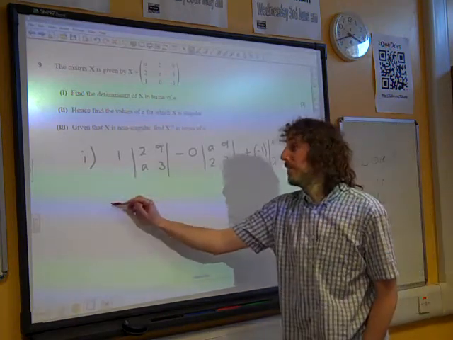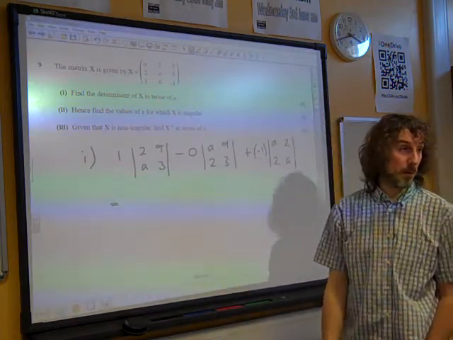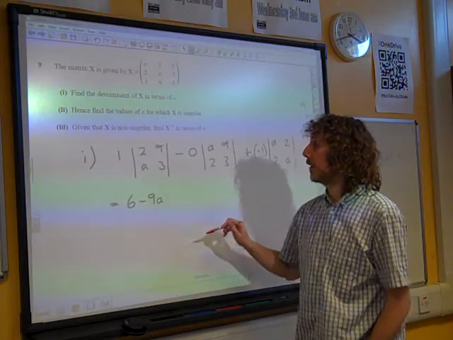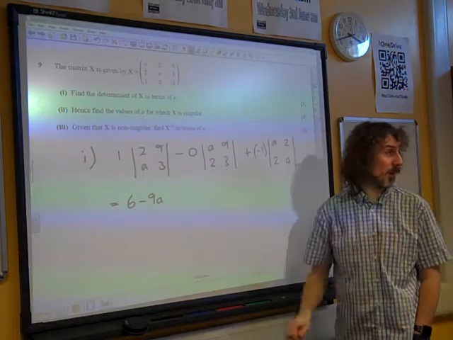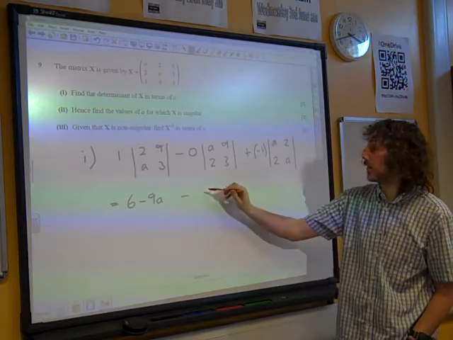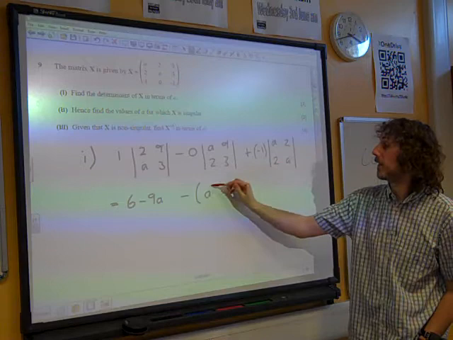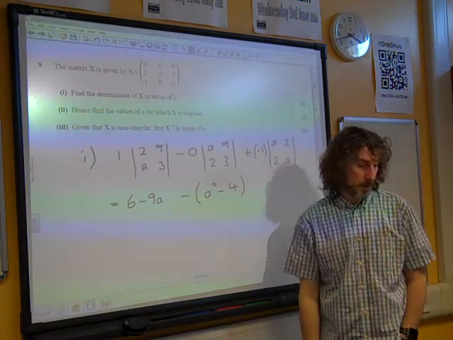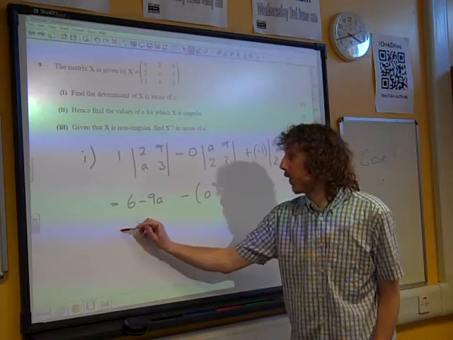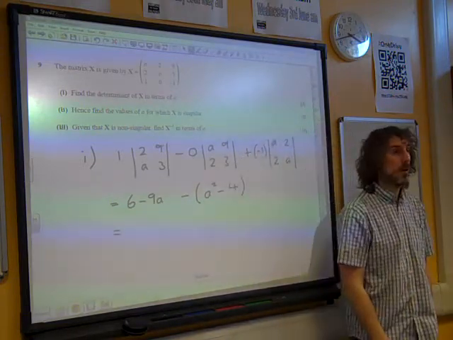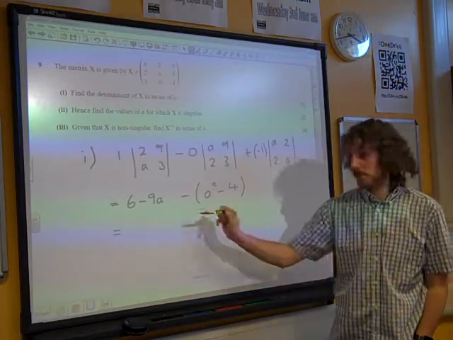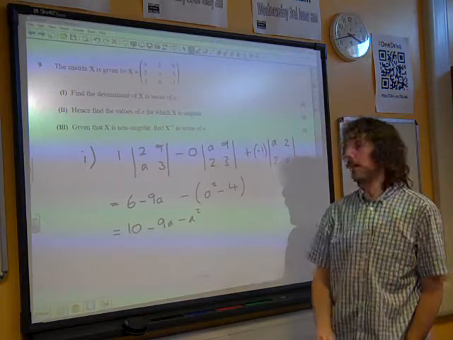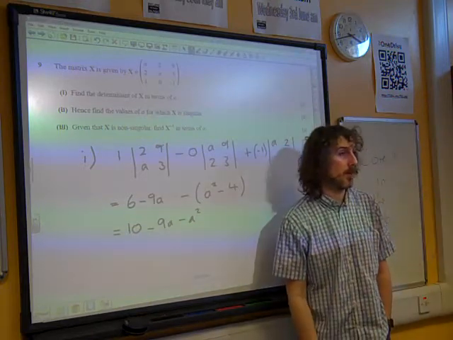And if I were doing this, maybe I wouldn't have written that line out. Maybe I would have gone straight to saying this is going to be 6 minus 9A. We've got 0 in the middle, because all that's going to disappear. And we've got minus A squared minus 4. That's that bit up there. And so I have got, well, we've got 6 minus 4, 10, minus 9A, minus A squared, and that's my determinant.